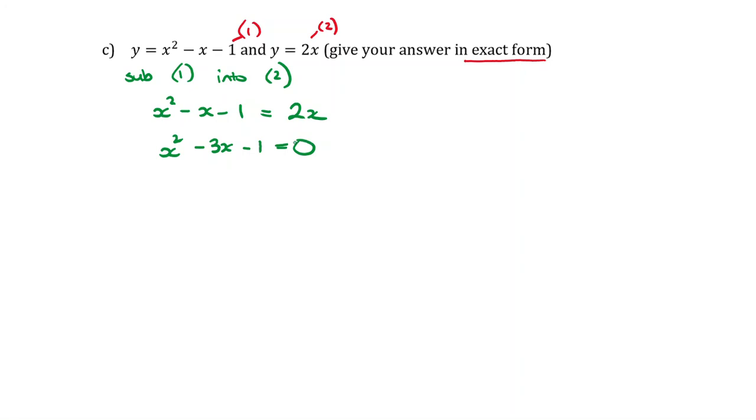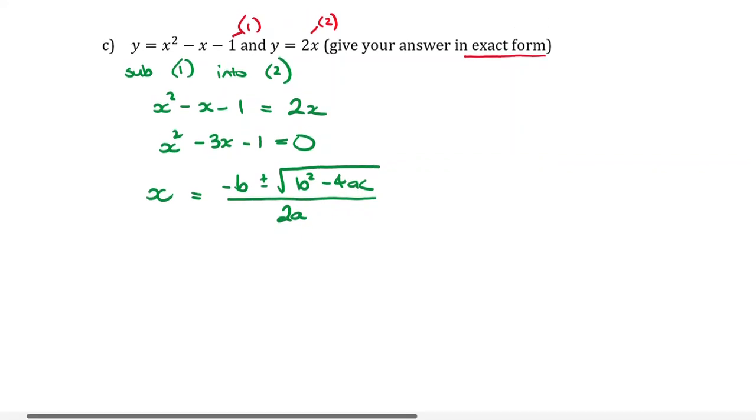And if I look to try to factorize, what times to give minus 1 and adds to give minus 3? Nothing. So I can't factorize it. I could use the discriminant to check, but given that it said I want answers in exact form, I'm going to take a little bit of a gamble here and go straight to the quadratic formula. So the quadratic formula is minus b plus or minus the square root of b squared minus 4ac all over 2a.